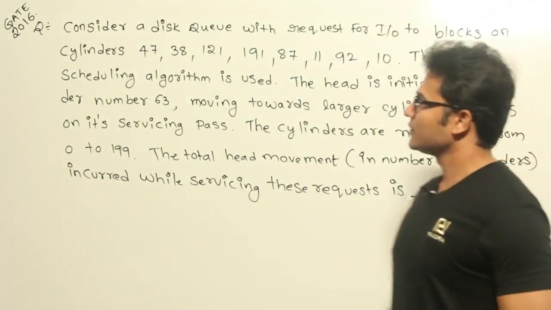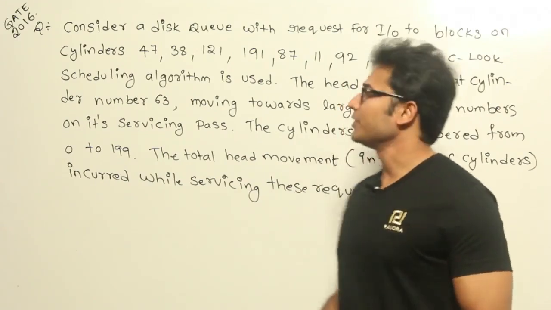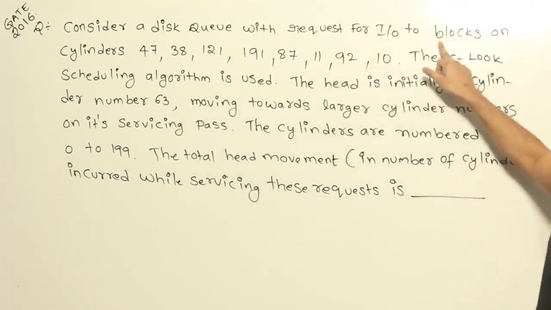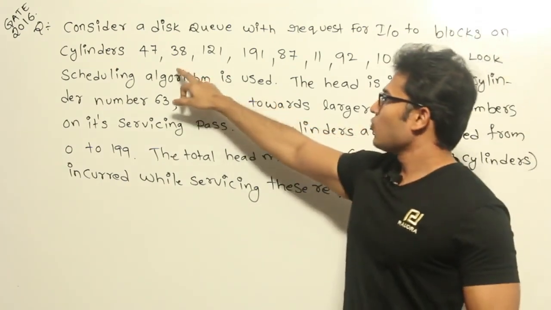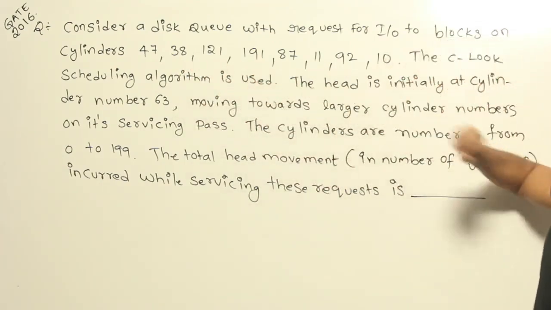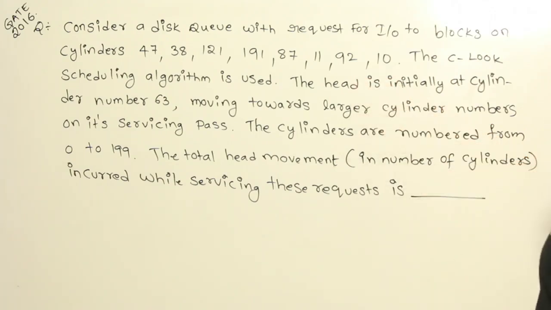Now let's see this question. It is given in GATE 2016. I'll read it out for you. Consider a disk queue with requests for IO to blocks on cylinders 47, 38, 121, 191, 87, 11, 92, 10. So these are all the requests that we are having now.